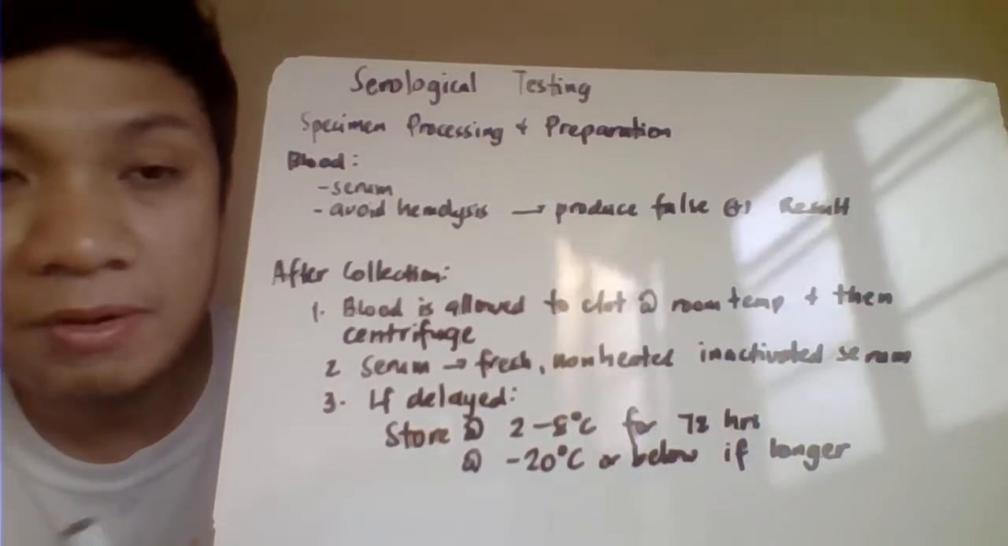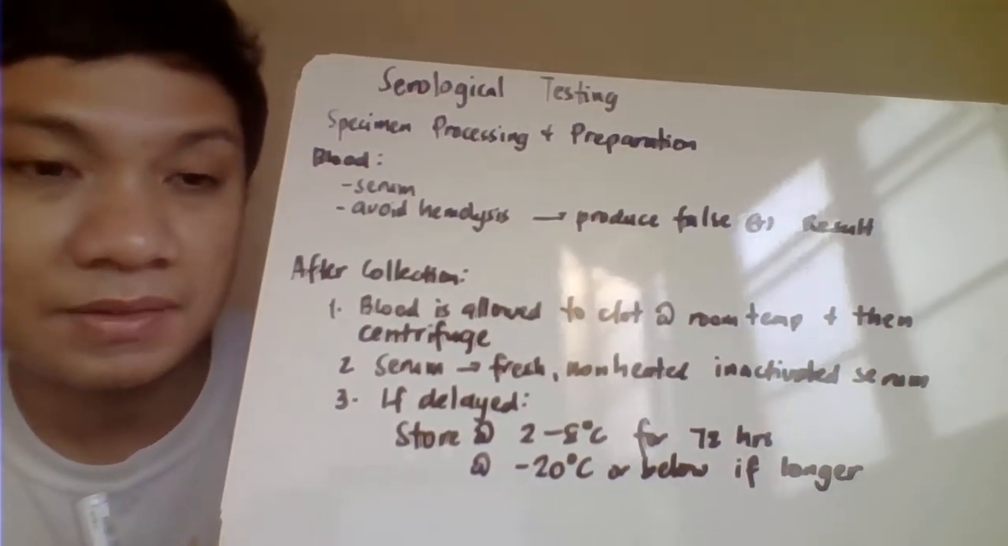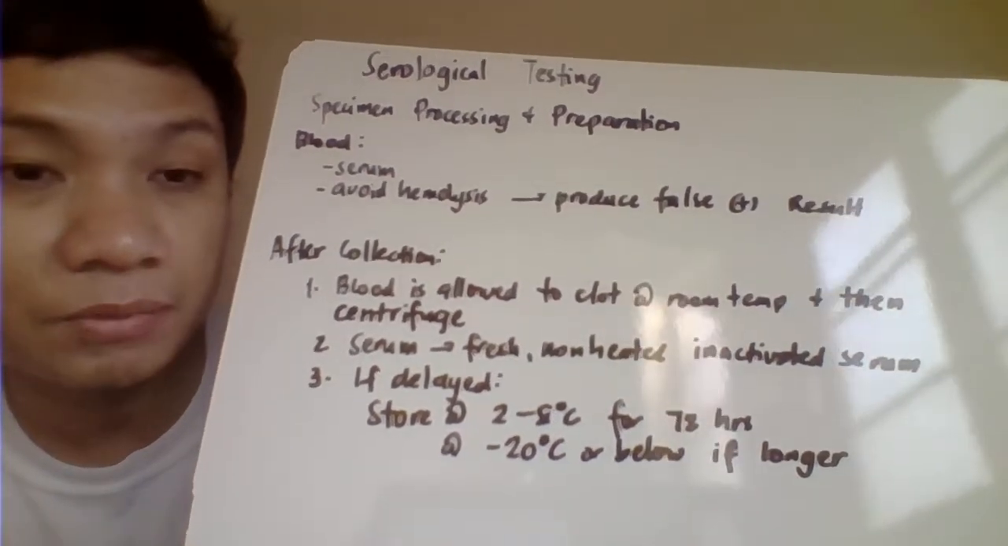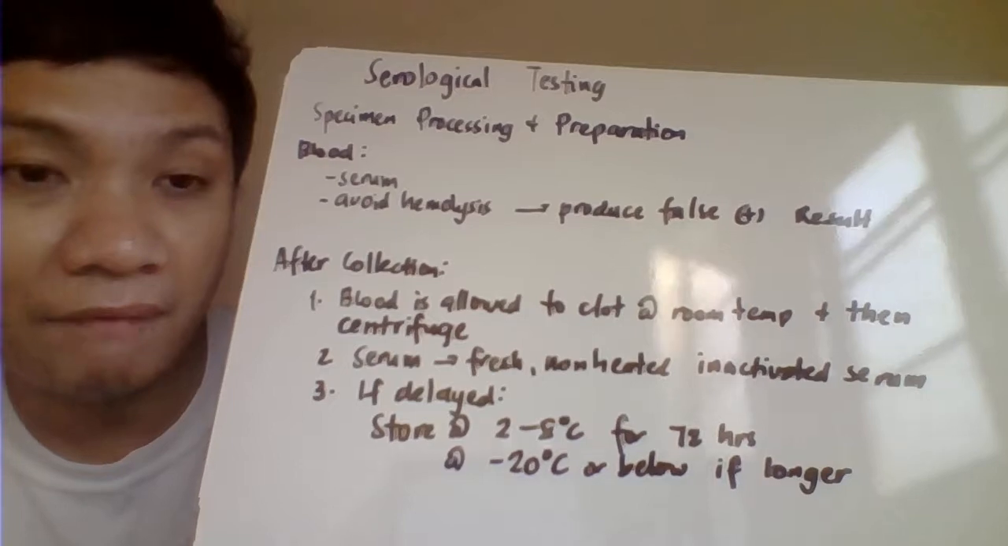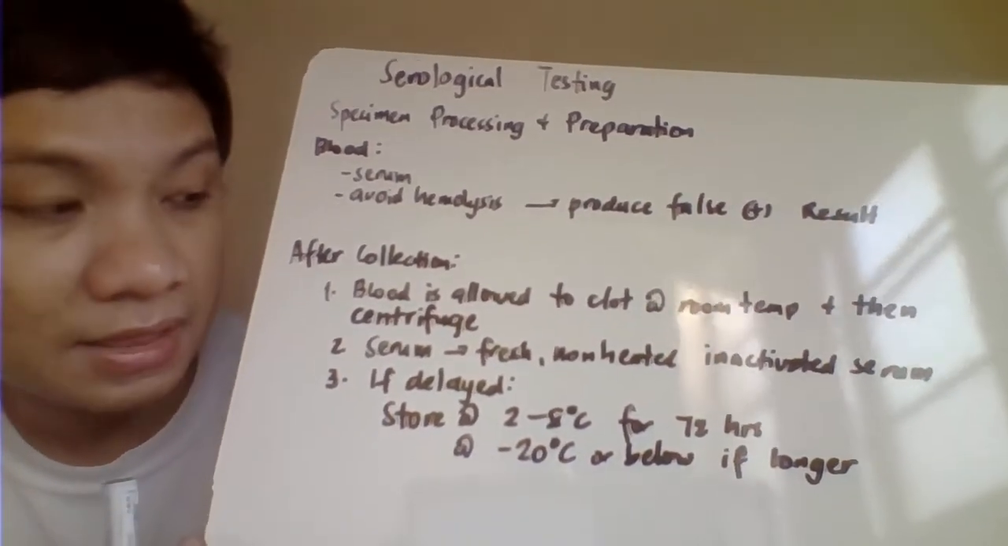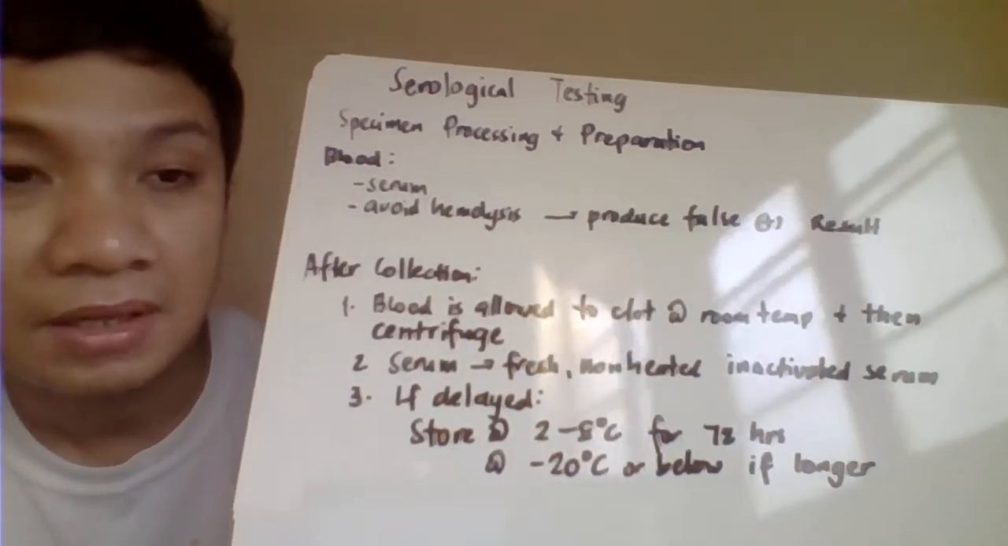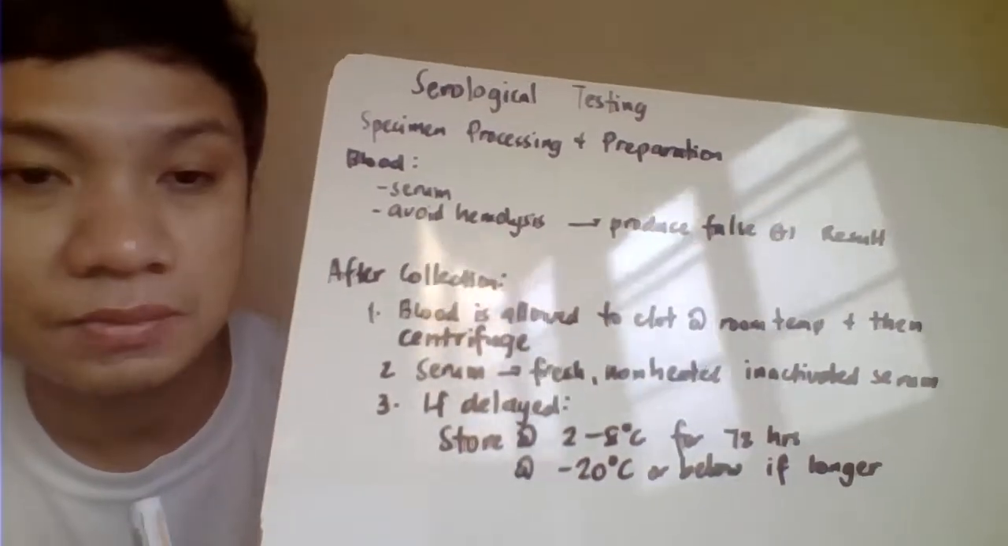If the processing of the specimen will be delayed up to 72 hours or up to 3 days, you can still use your serum sample provided that you store it at refrigerator temperature, that is 2 to 8 degrees Celsius.